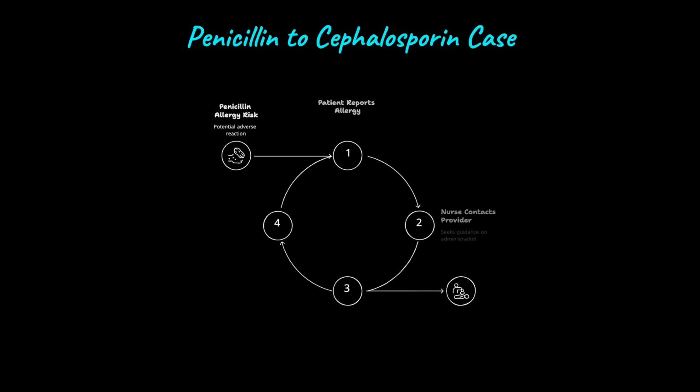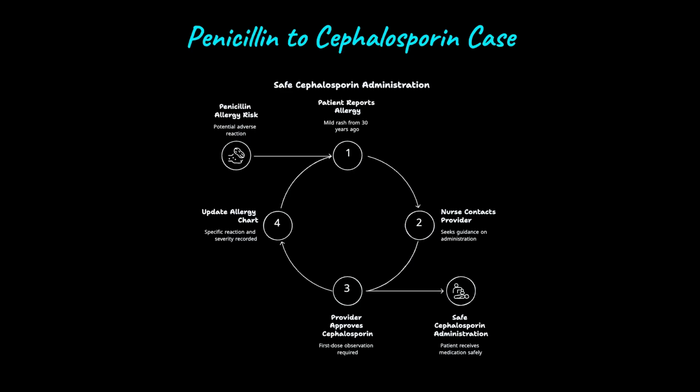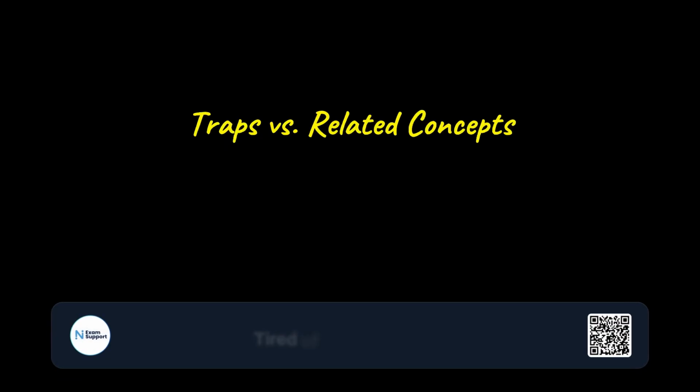Picture a patient with a charted penicillin allergy who needs a cephalosporin. The nurse asks about the reaction, learns it was only a mild rash decades ago, and relays this to the provider, who approves the medication under observation while the chart gets updated. Exam traps include giving the drug anyway, withholding it without check-in, or asking pharmacy to remove the alert, since pharmacy doesn't hold the reaction history.